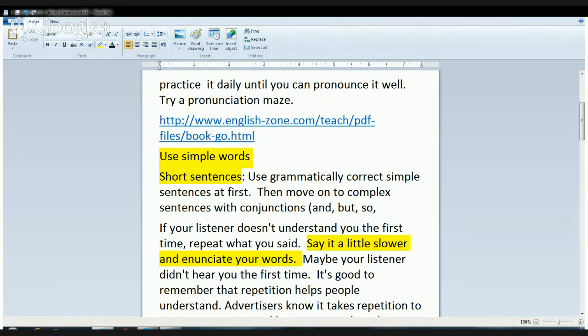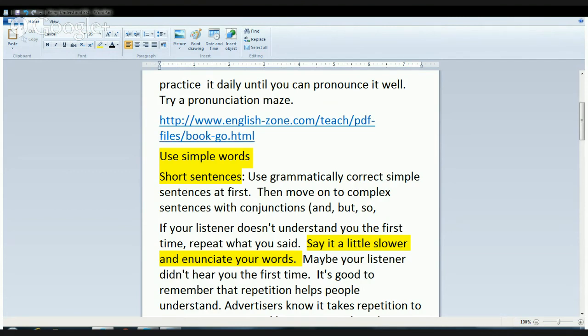I didn't pronounce that word correctly, so I'm going to go back and review. That word ends in an S sound, so I have to say kissed. The boy kissed the girl. So just try it again and enunciate your word. And as we mentioned before, maybe your listener just didn't hear you, so try not to get frustrated. Just work on that pronunciation.